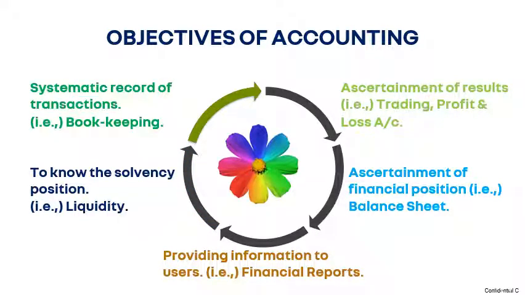It starts from systematic recording of transactions, which we call bookkeeping. So the objective of accounting is systematic recording of transactions, and ascertainment of results, knowing the financial health of the organizations, and providing information to stakeholders to know positions like solvency, liquidity, profitability, etc.